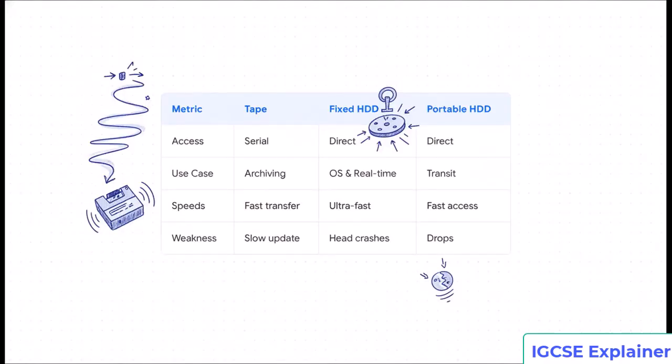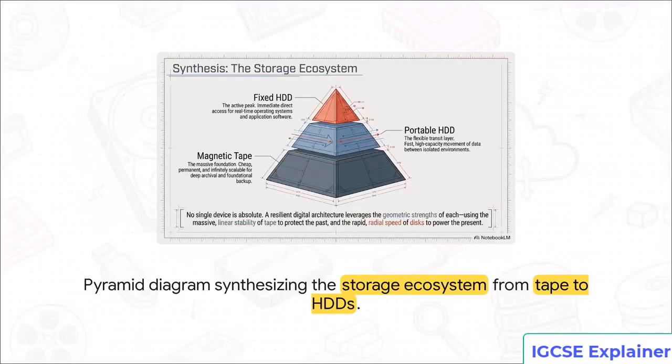Bringing it all together, we can really clearly contrast the strict serial access of magnetic tape right against the instant direct access of HDDs. It's fascinating to see how their prime use cases align perfectly with their speeds, from the deep archiving of tape all the way to the active working memory of fixed drives. And of course, we can easily map out their unique vulnerabilities, from magnetic fields wiping tapes to physical head crashes on disks. Ultimately, no single storage device is absolute. A truly resilient digital architecture actually leverages the specific geometric strengths of every single medium.